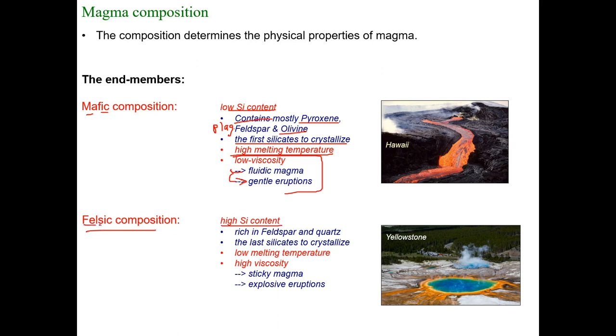Felsic composition, on the other hand, is high in silica. Felsic means feldspar and silica. They are rich in feldspar and quartz, potassium feldspar especially. The last silicates to crystallize out. They have a low melting temperature, and they have an extremely high viscosity. Extremely high. It makes very sticky, viscous magma, very slow moving. And because it's so slow moving and so difficult to mobilize, these make very explosive eruptions.